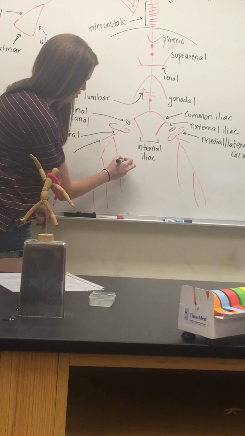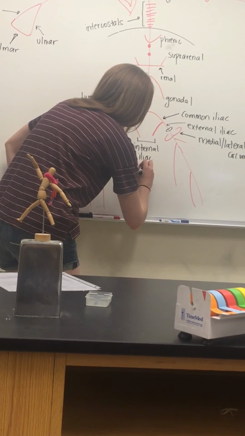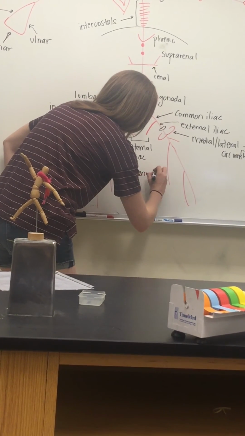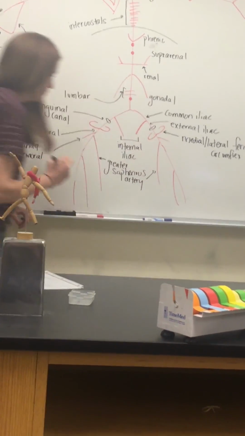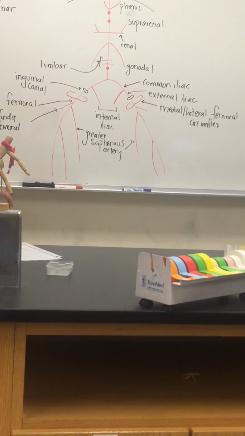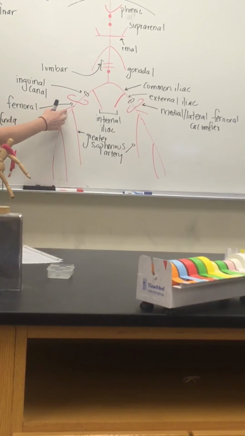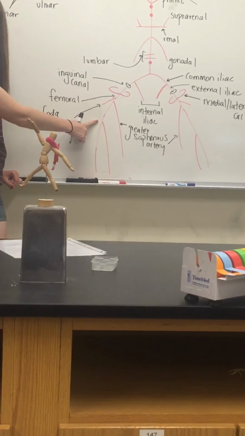Now we've got this branch here. This is the greater saphenous artery. There's that one there too. Somewhere along here, I can't really show it on the picture, but when we look at the cadaver, you'll actually see it.